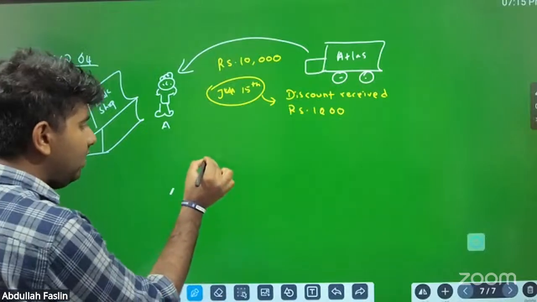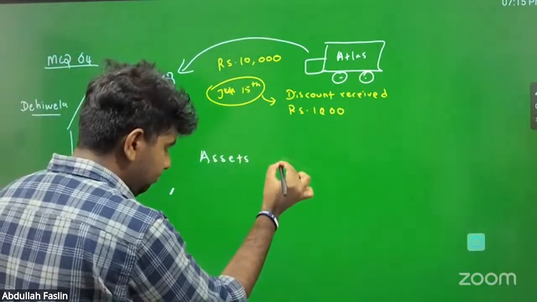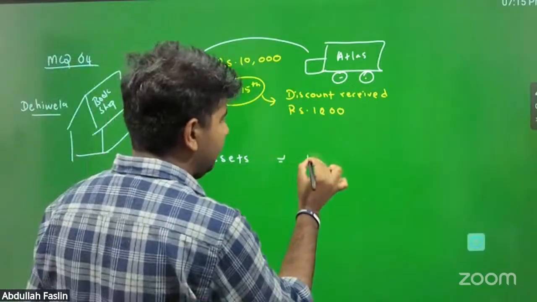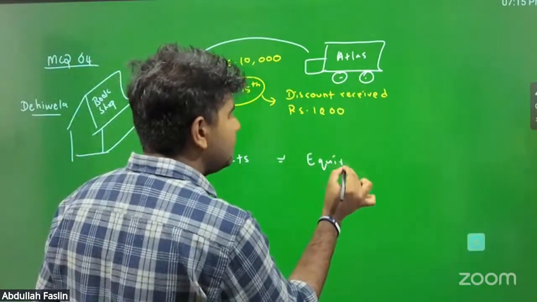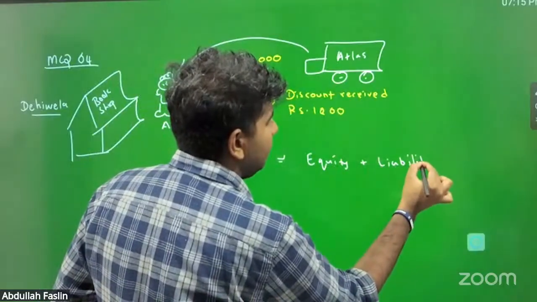How do we put that into the accounting equation? What is the accounting equation? Assets equals equity plus liability.